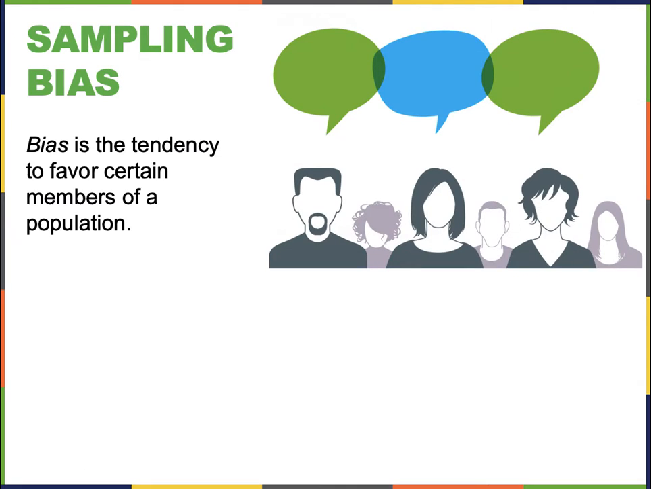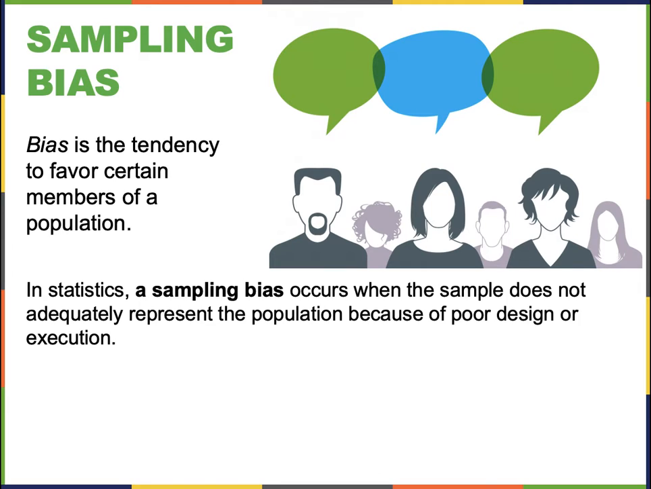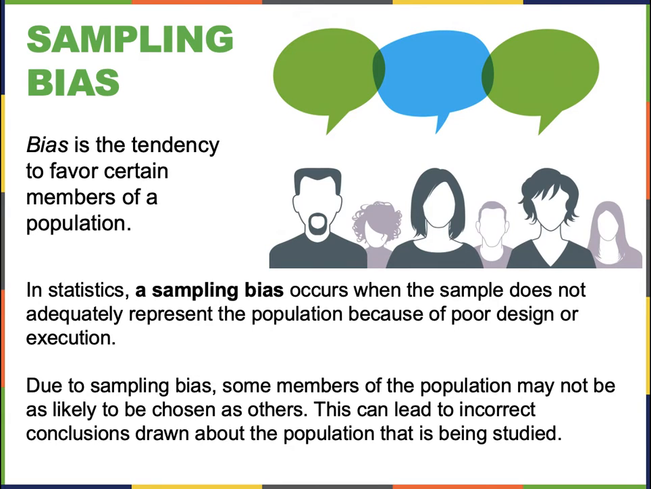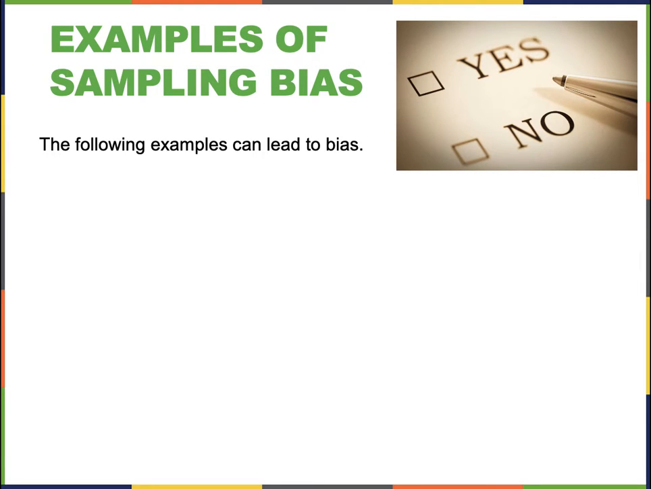Now let's look at bias. Bias is the tendency to favor certain members of a population. In statistics, a sampling bias occurs when the sample does not adequately represent the population because of poor design or execution. Due to sampling bias, some members of the population may not be as likely to be chosen as others. This could lead to incorrect conclusions drawn about the population that is being studied. The following examples can lead to bias.